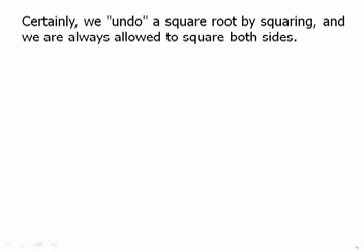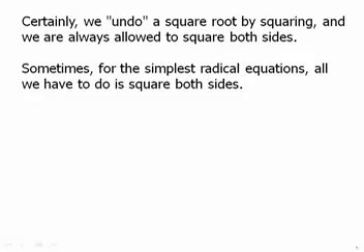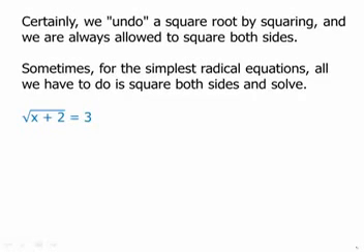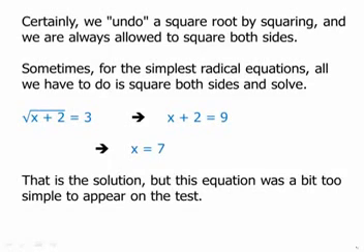Certainly, we undo a square root by squaring, and we are always allowed to square both sides. Sometimes with the simplest radical equations, all we have to do is square both sides. So for example, if we had something like square root of x plus 2 equals 3, well, just square both sides. We get x plus 2 on the left, we get 9 on the right, subtract, and we get x equals 7. Fantastic. But that equation was a bit too simple to appear on the test. The test is not actually going to hand us something simple on a silver platter like that. It's going to be a little trickier.